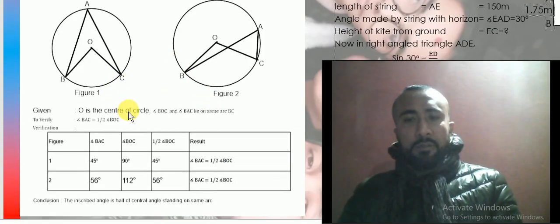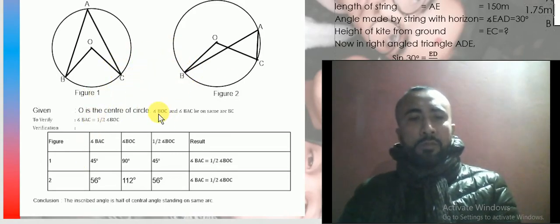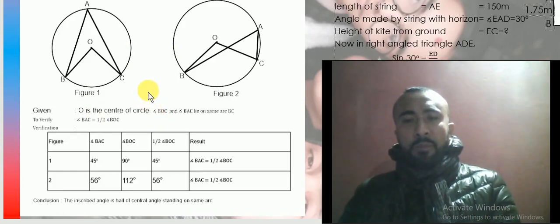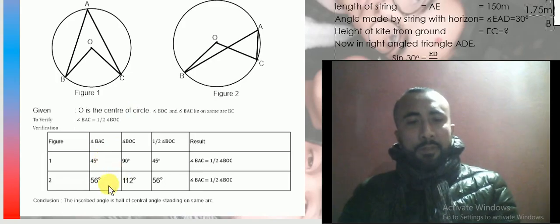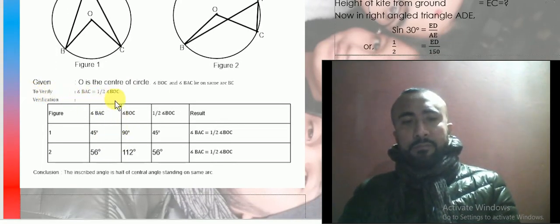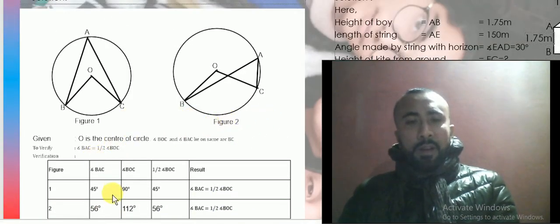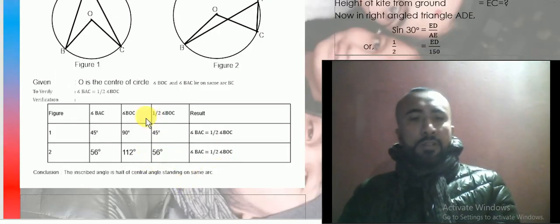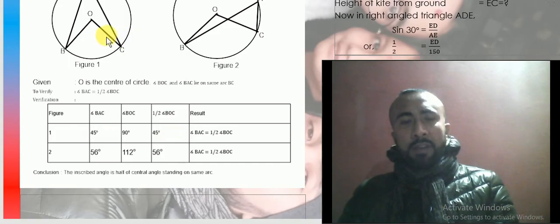Regarding experimental verification, if you want the detailed process, you can see my previous video. But the main thing here is that what is to be verified should be written, and lastly the conclusion. These are the main things you should keep in mind while doing this question, and the measurement should be precise and accurate. Don't write the measurement by just guessing the angle. Please measure here and write.